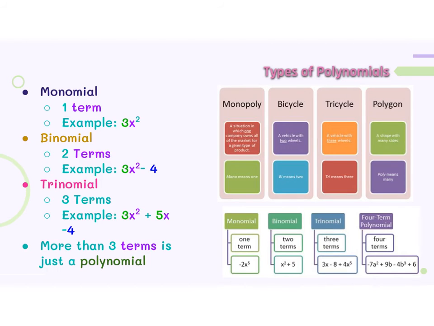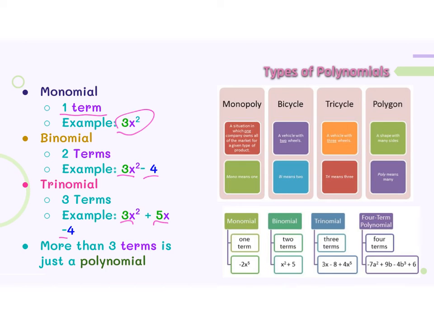Types of polynomials. A monomial is one term. Example, 3x squared. A binomial is 2 terms. So 3x squared is 1, and 4 is our constant term, so 2. A trinomial is 3 terms. Example, 3x squared plus 5x minus 4. And more than 3 terms is just a polynomial. Terms are separated by addition or subtraction.